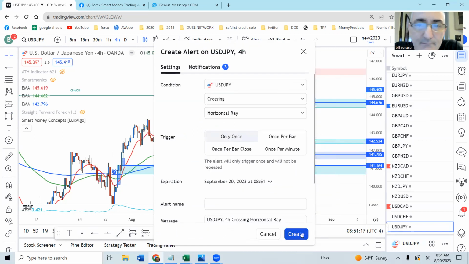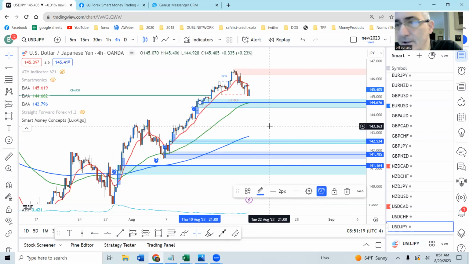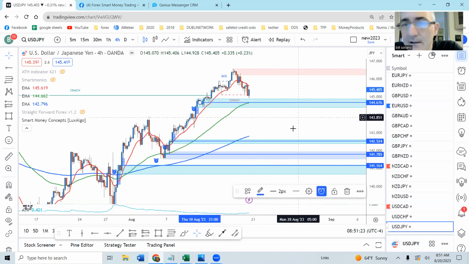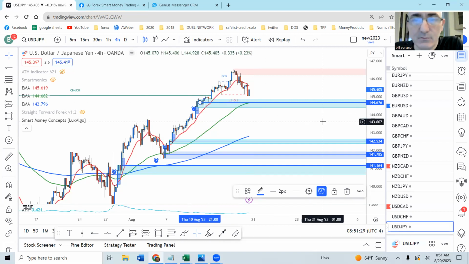Okay, because if it invalidates it, no big deal. But if we get a reaction off it, we drop down to the 15-minute. If we don't get a 4-hour candle closing below this area, then it's still valid. We could see what's going on.